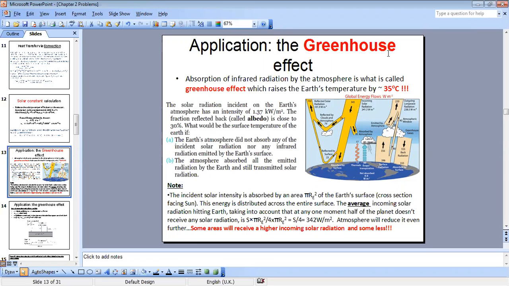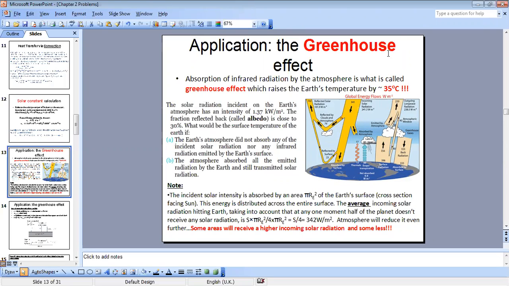Okay? So the solar radiation that is incident on the Earth's atmosphere, as we have calculated now, has an intensity of 1.37 kilowatts per meter square. This is the solar constant we calculated together. And we said that to calculate this constant, we assumed that we don't have any obstacle between the sun and the earth. But in reality, it's not the case. This is why they are telling you now that the fraction reflected back is close to 30%. So only 70% is in reality transmitted.